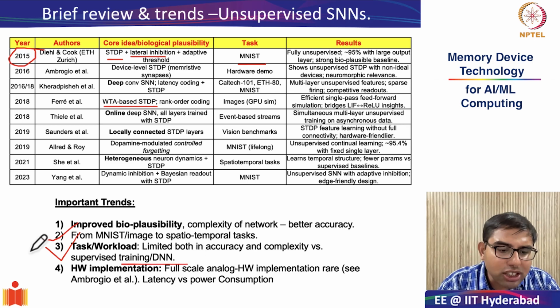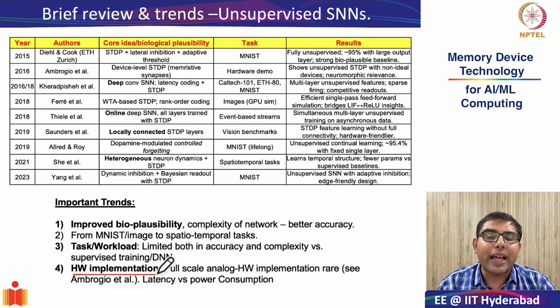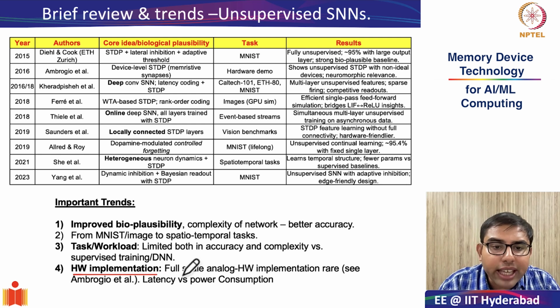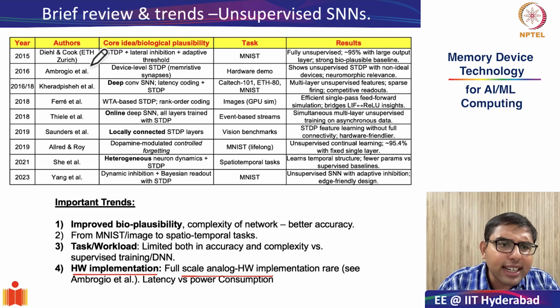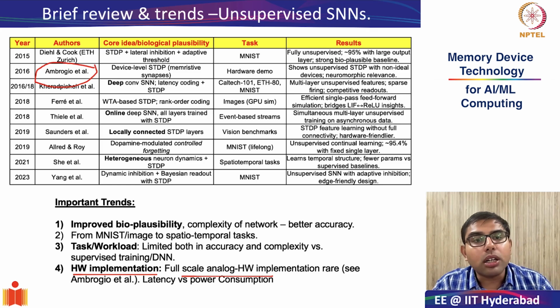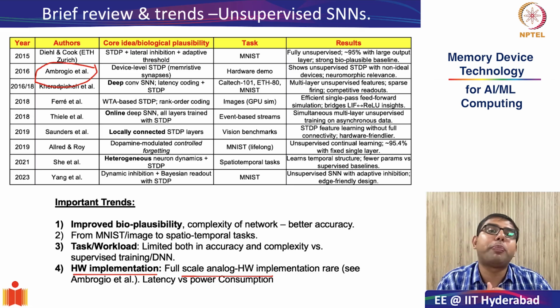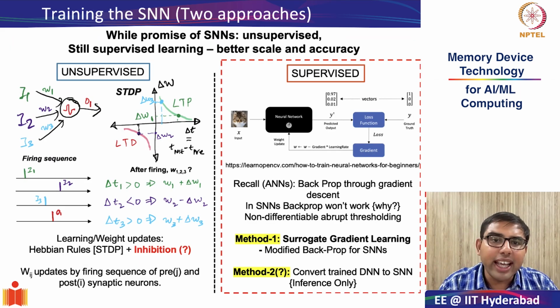And finally, as we will see in the next lecture, the hardware implementation of spiking neural networks, especially the full-scale analog hardware implementation, has been very, very rare. Early results tried to use PCRAMs to mimic spike time dependent plasticity, but the implementation of spiking neural networks was still done only in software. So with this, we are motivated to look at another kind of training, which is called the supervised training.